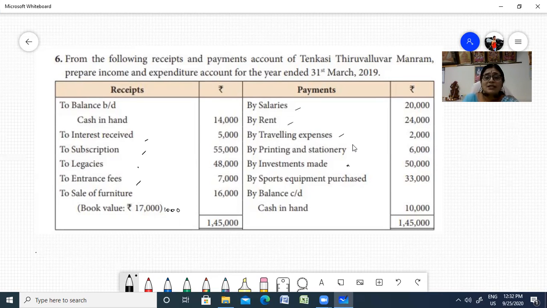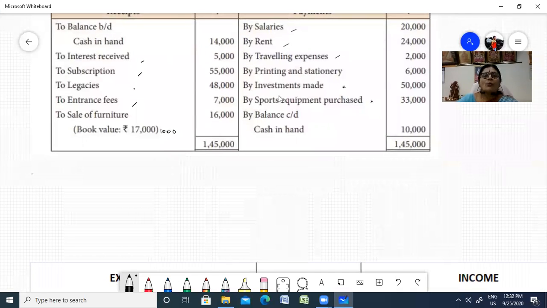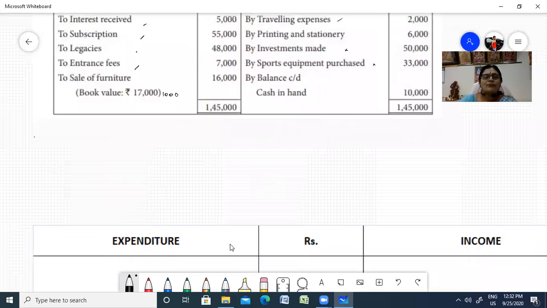Sports equipment purchase, no, it will not come. That's all. Opening and closing balance: you don't have opening and closing balance in your income and expenditure statement. In receipts and payments, of course, you have your opening and closing balance to be taken. Now, let us go to the problem.